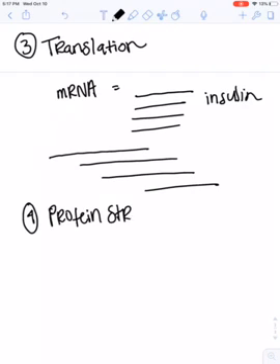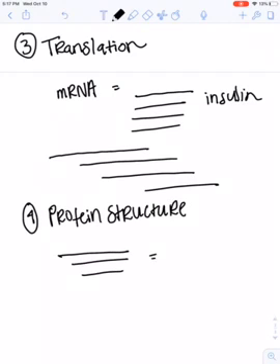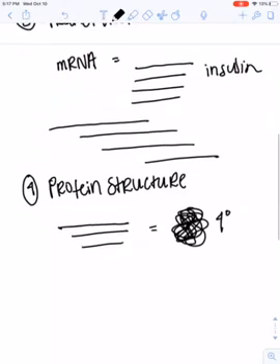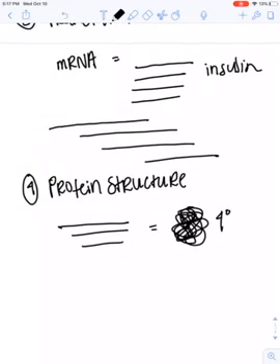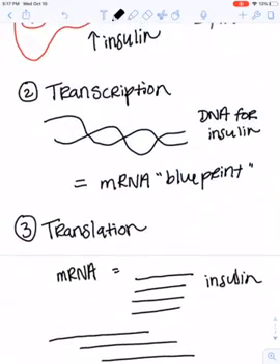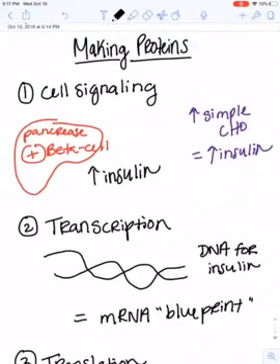So protein structure is just going to take this polypeptide chain for insulin, and it's going to maybe put it into a quaternary structure, a secondary structure, or tertiary structure, depending on what it needs for insulin. So those are the 4 steps that you would do in order to make proteins.